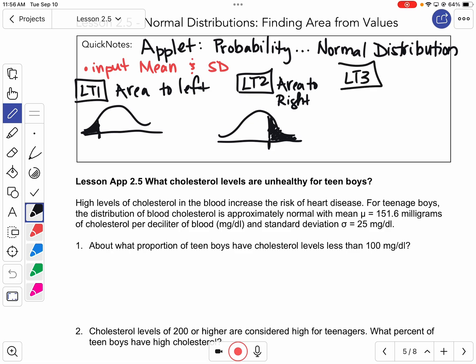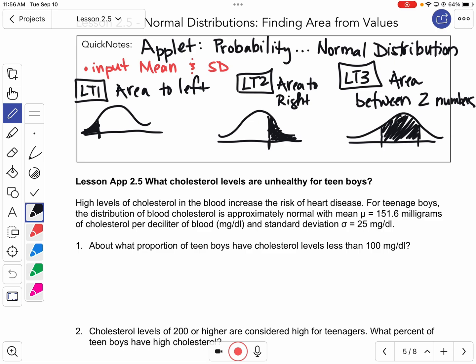And then learning target 3 would be our area between 2 numbers. And you'll always know to use that one because they'll give you 2 numbers. So you have to change that drop-down menu about what you're calculating. It helps me to be able just to kind of sketch the curve and know which way am I shading, to the left, to the right, or between. You could even do it with just a number line and just kind of, as a note to yourself, which way you're going to move.